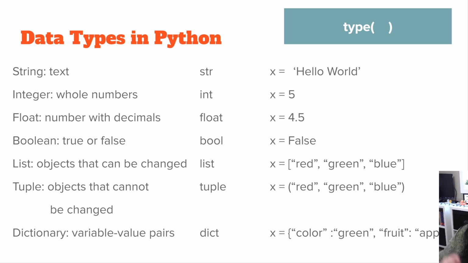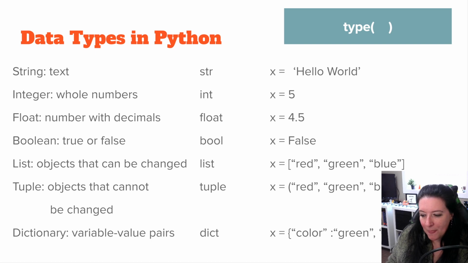A dictionary is where you have both the variable name and the value. You can see it's got a curly bracket, and then it has the color, that's the variable name, then colon, green, that's the value, and then comma, fruit, that's the variable name, then colon, and then apple. Here, it's similar to a list, but what we have is both the variable names and the values. And so we use curly brackets for dictionaries.